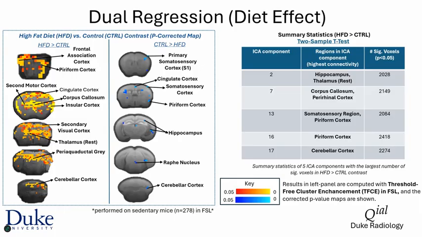But when control diet had a stronger connectivity than high-fat diet, we saw some much smaller areas, specifically in the primary somatosensory cortex and the hippocampus.